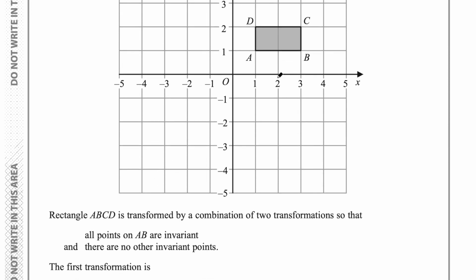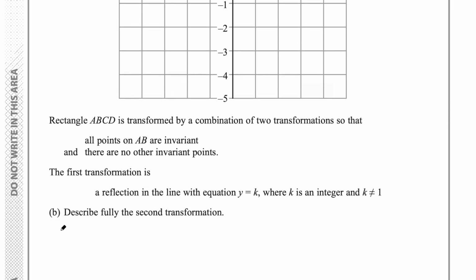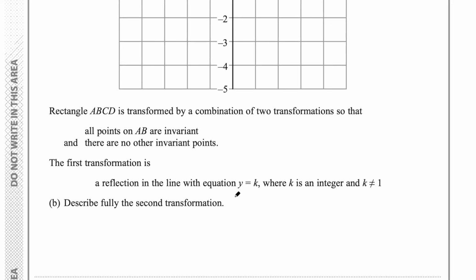Part B gives us another axis, and it says rectangle ABCD is transformed by a combination of two transformations so that all points on AB are invariant and there are no other invariant points. The first transformation is a reflection in the line with equation y equals k, where k is an integer and k does not equal 1. Describe fully the second transformation.